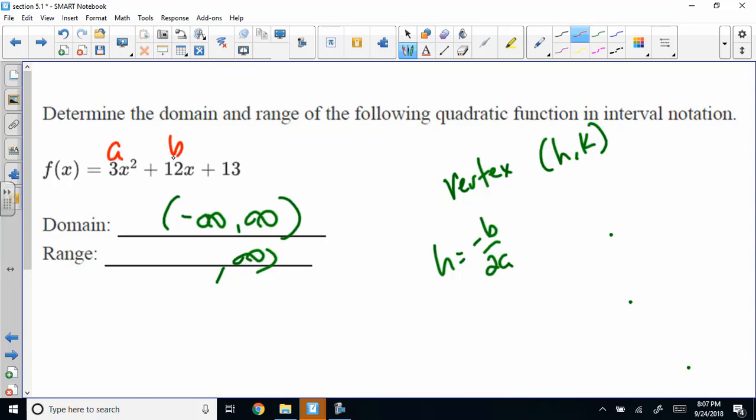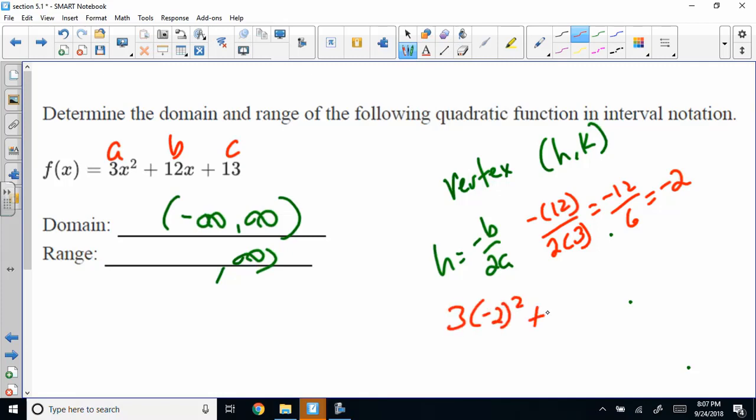Here's your A, here's your B, here's your C. So we have minus 12 over 2 times 3. So that's negative 12 over 6, which is negative what? 2. So that's going to give me 3 times negative 2 squared plus 12 times negative 2 plus 13, now that I can see and count. So negative 2 squared is 4. 3 times 4 is 12 minus 24.